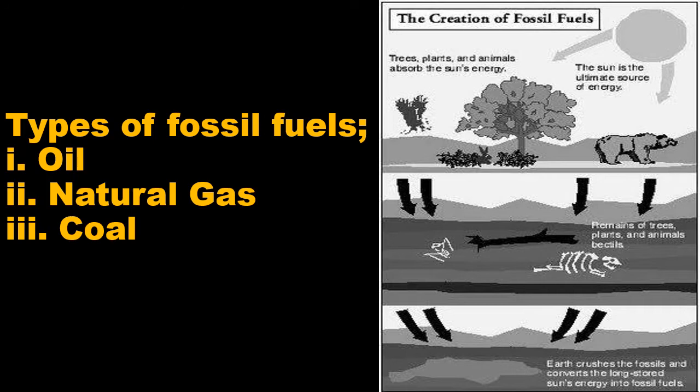How are fossil fuels obtained? Oil and gas are obtained by drilling, and coal is mined. The fossil fuels found in Pakistan are mainly natural gas and coal. There is very little oil in Pakistan. Kids, let's watch an interesting video about the fossil fuels.